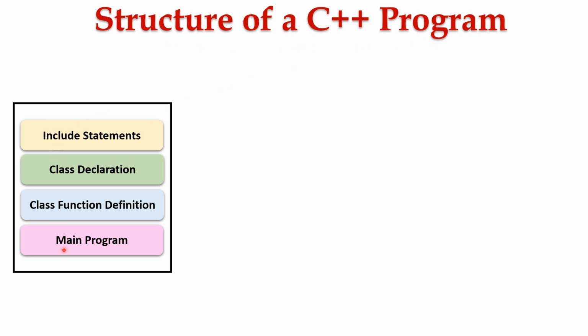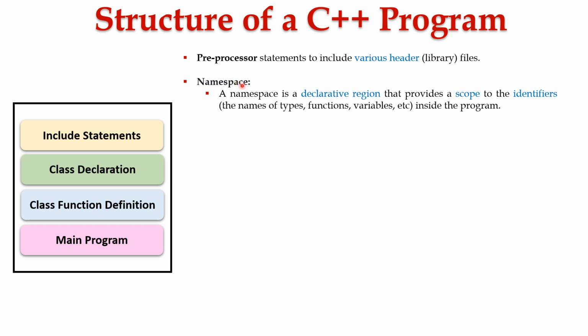It contains various sections, namely include statement section, class declaration section, class function definition section, and main program section. Include statement section contains preprocessor statements that includes various header files which are required for the program. Namespace. A namespace is a declarative region that provides a scope to the identifiers which are used inside the program. It is also used to resolve identifier name conflicts.